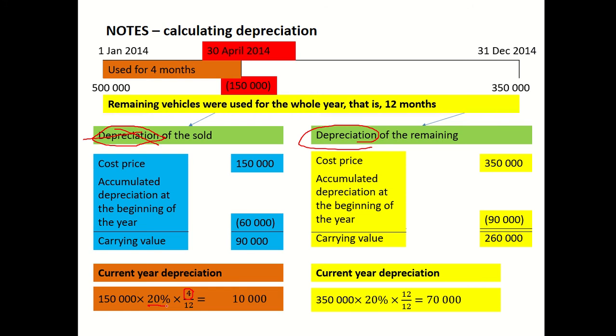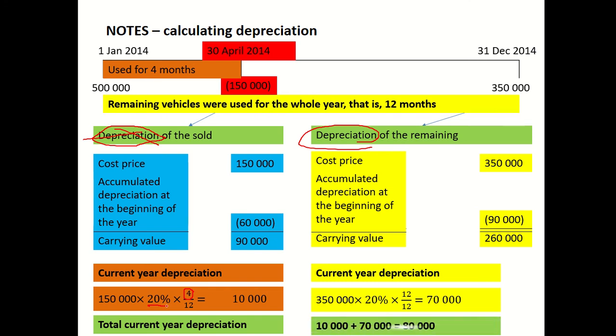What is the total depreciation on all assets? Meaning that depreciation of the assets sold plus depreciation of the remaining assets will be equal to 80,000 rand, which is 70,000 rand plus 10,000 rand. So this is the total depreciation of all our vehicles. I hope that is clear. Moving right along.